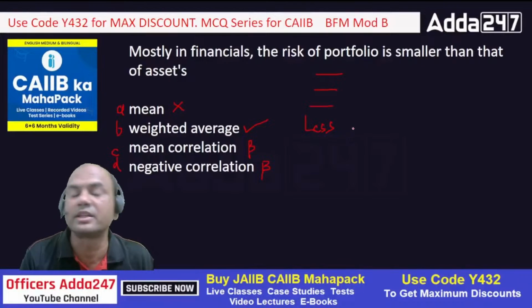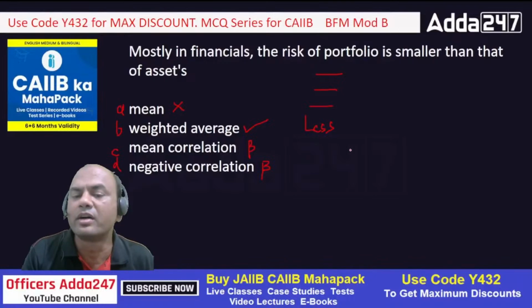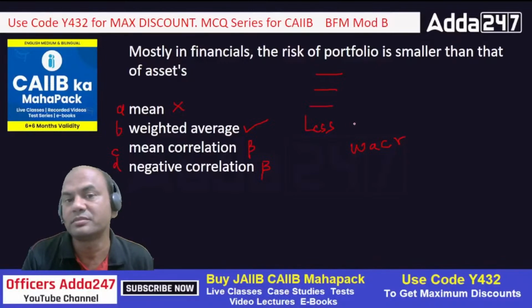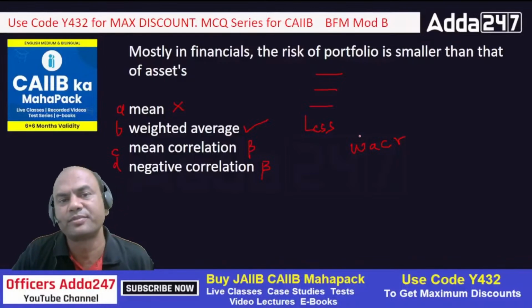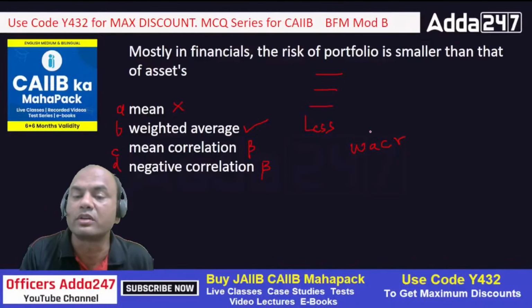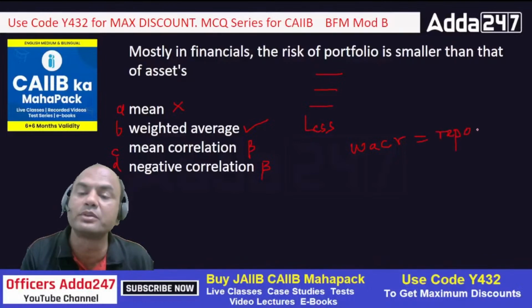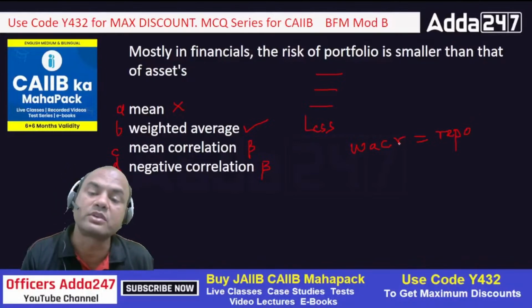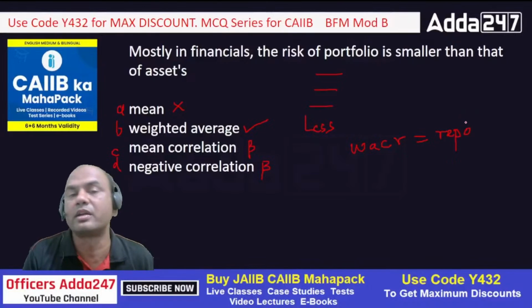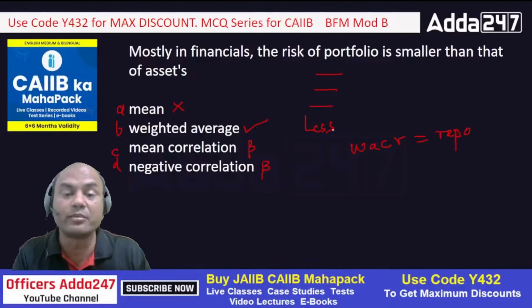Weighted average. Remember this. Let me ask you one question. As this weighted average concept has come, have you heard this word WACR, weighted average call rate? Has anyone heard about this? Just type yes in the comment section if you have heard it. Weighted average call rate should always be equal to repo rate. This is a basic parameter which RBI uses. As this topic of weighted average had come, I remembered this WACR. Weighted average call rate will always be equal to repo rate.